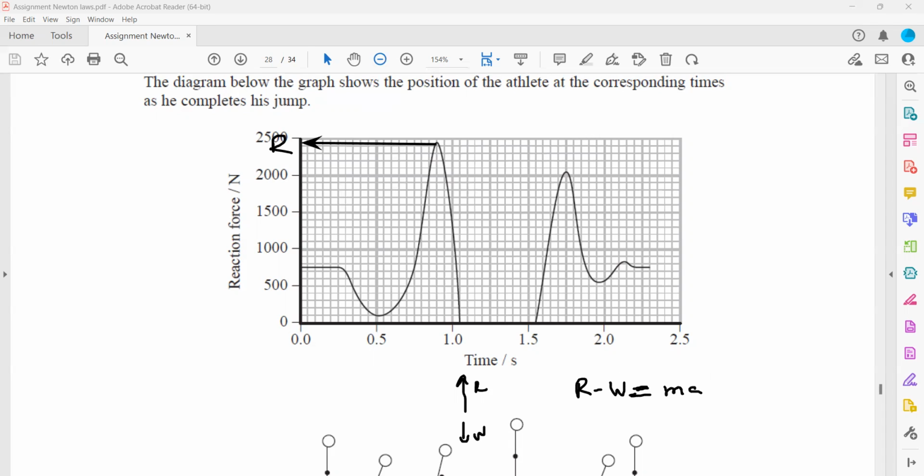So for the reaction force, we have to use the graph. It's about 2,450, between 2,400 and 2,500. So the normal contact force is 2,450 minus the weight, which was 750, is equal to m, which we already calculated in the first part, times a. We simplify to calculate the acceleration, which is 22.2 meters per second squared.